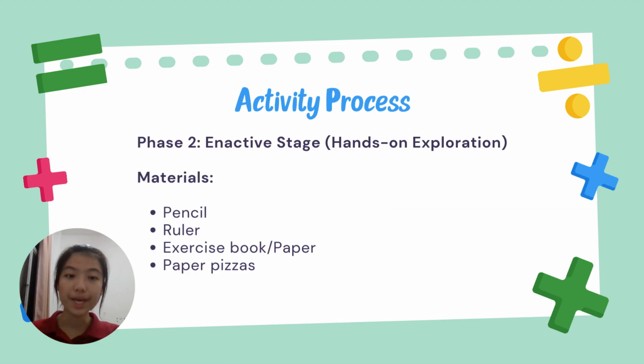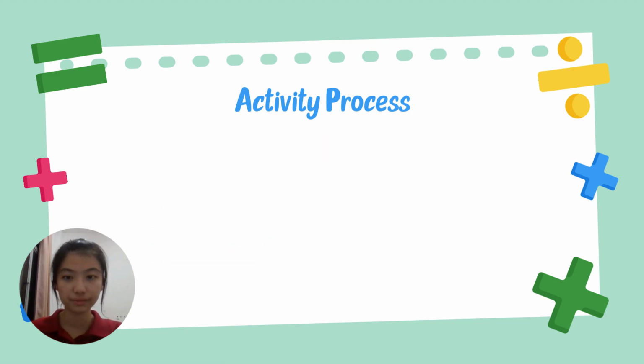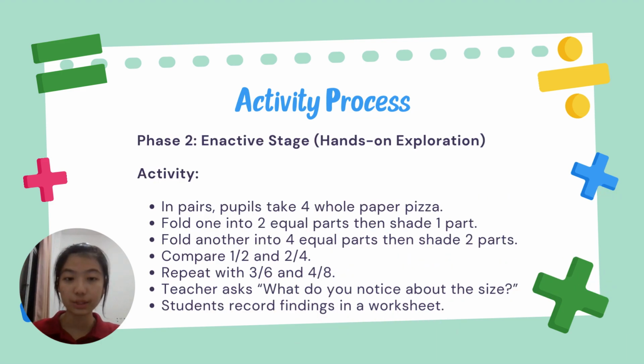Next, we can make pupils work in pairs. So each pair will receive a pencil, ruler, and exercise book or paper to write down. And the most important is paper pizzas. Okay, in this activity, they will fold one paper pizza into 2 equal parts and shade one part. Then they fold another paper pizza into 4 equal parts and shade 2 parts.